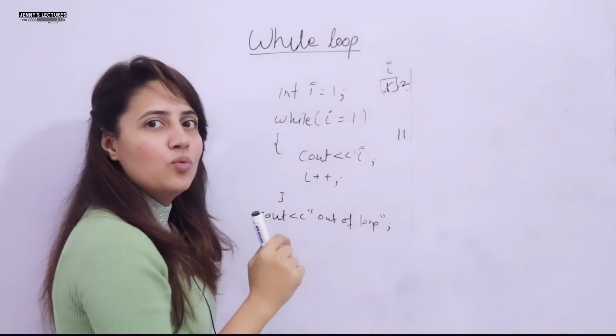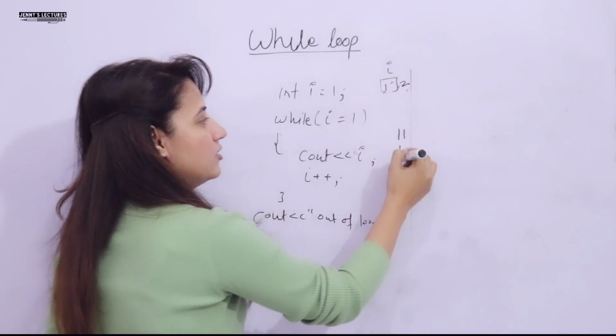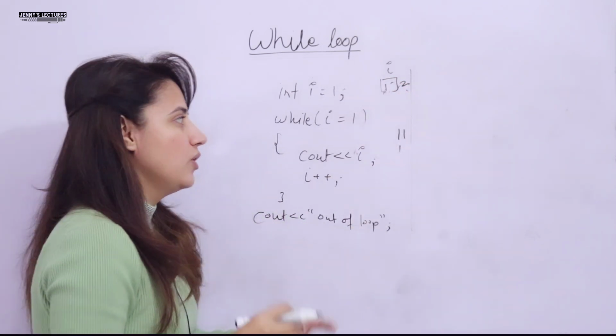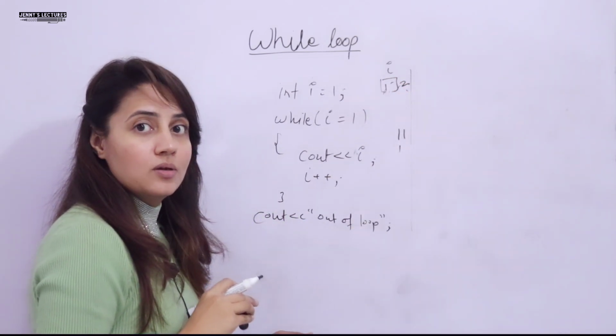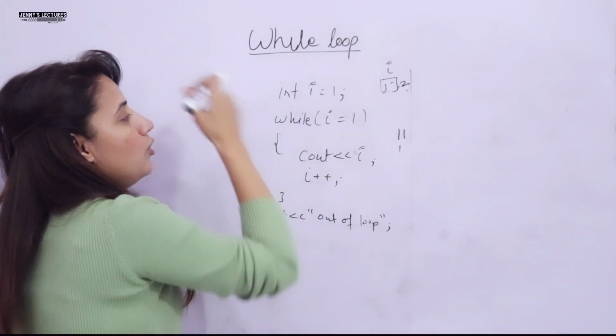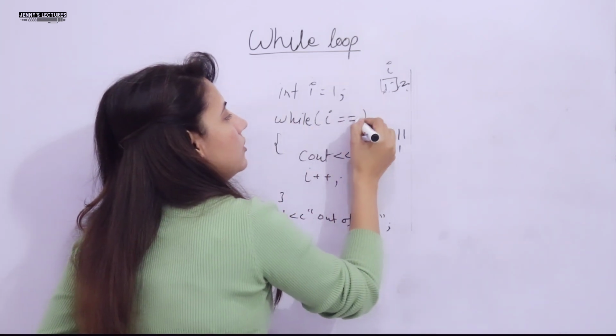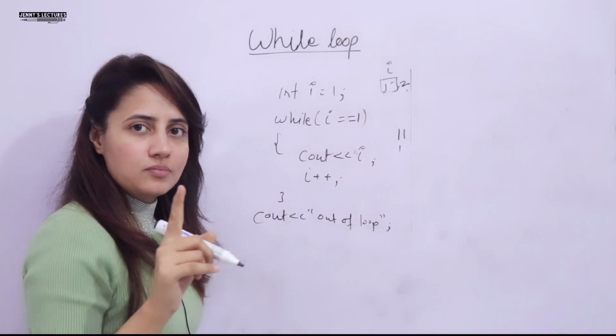Again I is equal to 1. Again 1, and this would be an infinite loop. So 1 1 1 would be printed, something like this. Now if you want to check the equality condition, then we have to put double equal to 1.